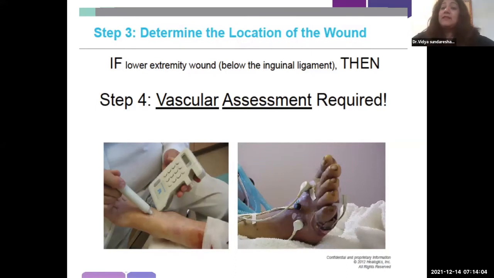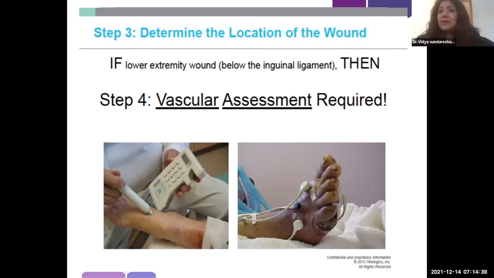Anytime there is a wound below the inguinal ligament, then you want to get a vascular assessment. You want to definitely make sure that that is not the cause for the wound that you're seeing. So when you see a patient, get a Doppler. This is a must for any clinic that assesses patients with wounds. In fact, it should be a must in every clinic. You can't always feel the pulse by physical examination. So Doppler is very useful in situations like that.